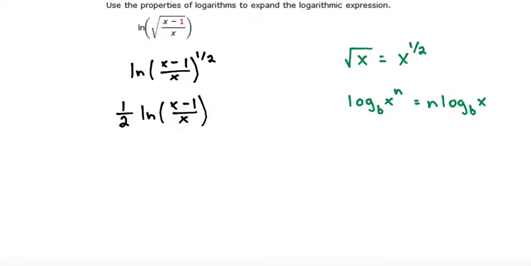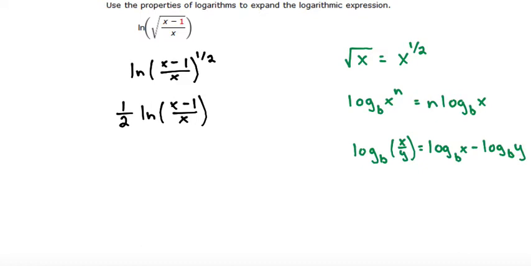Okay, and from here, we can use our formula of if we have a log base b of x over y, we can split that into two logs using subtraction. Log base b of x minus log base b of the bottom, which is y.